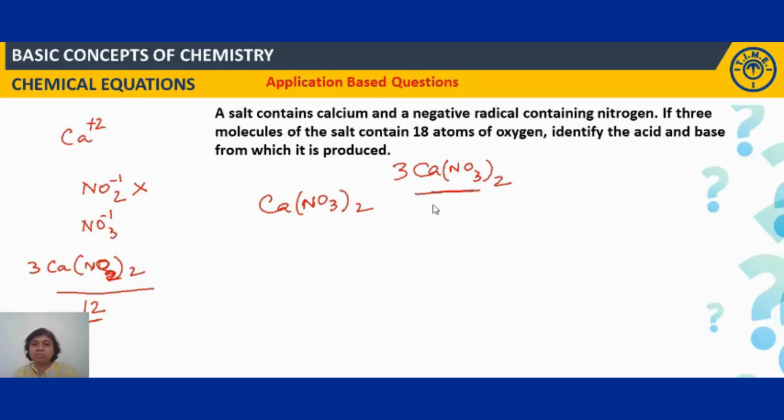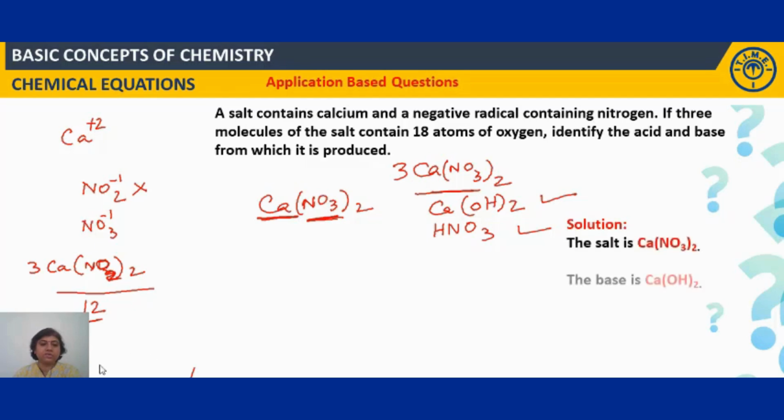It is very simple. In a salt, the positive radical comes from a base and the negative radical comes from the acid. So which base is it supposed to be? The base which contains calcium. That is nothing but calcium hydroxide. And the nitrate radical comes from nitric acid. So the acid is HNO3. So the base is calcium hydroxide and the acid is nitric acid. Let's see the solution and then we'll move on to the next question.